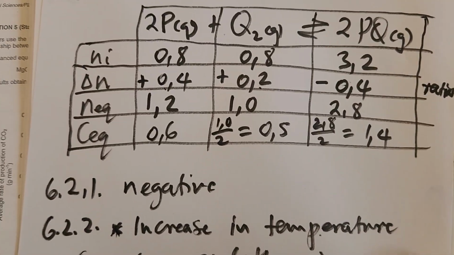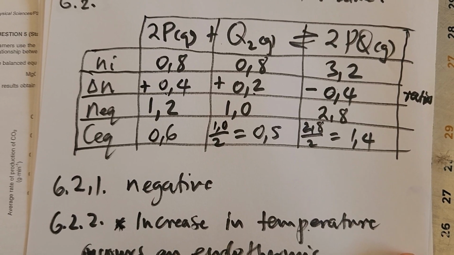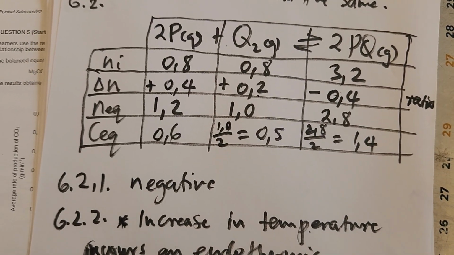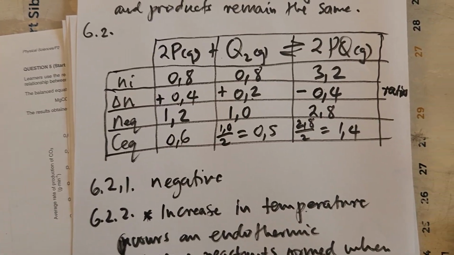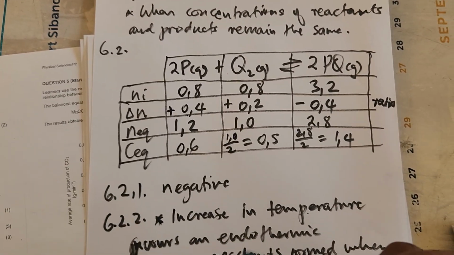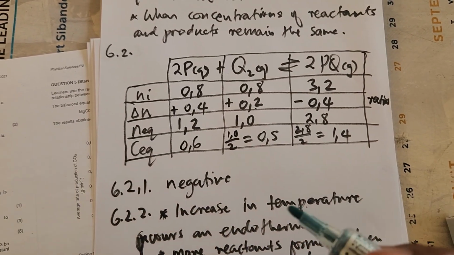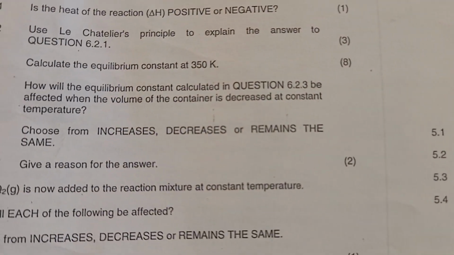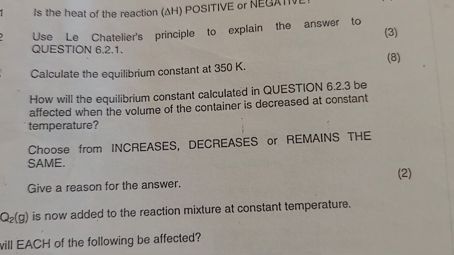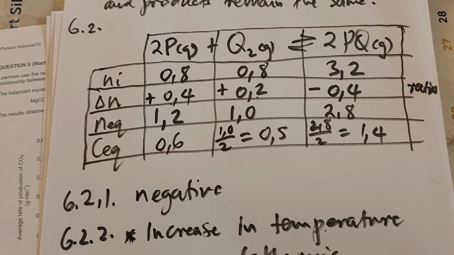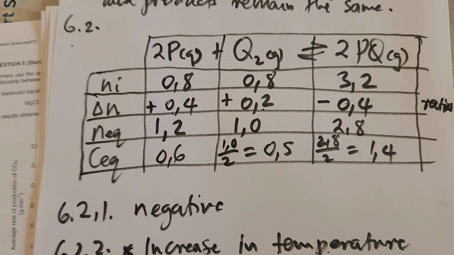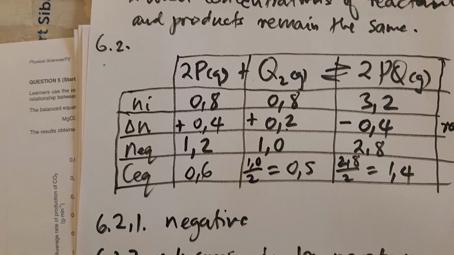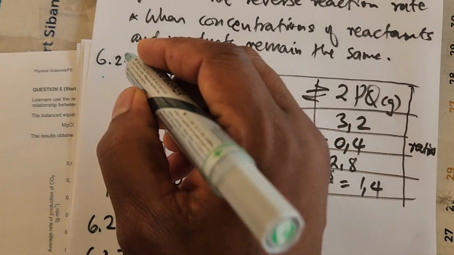Remember, in a table like this one, you will get 4 marks in this case. The question is 8 marks. Calculate the equilibrium constant. Already I've got 4 marks after drawing the table, that is the table for 6.2.3.